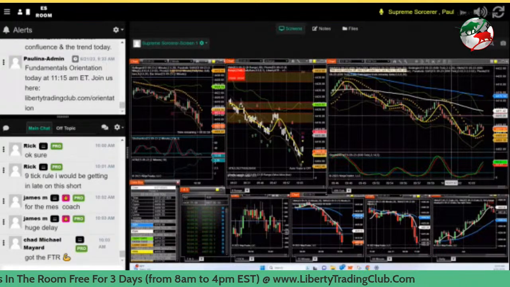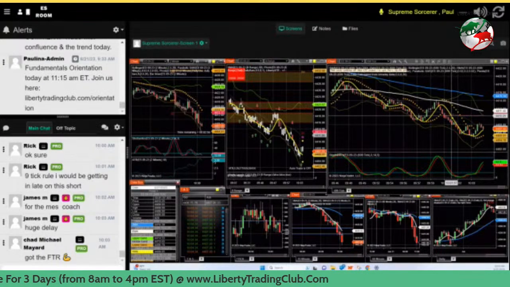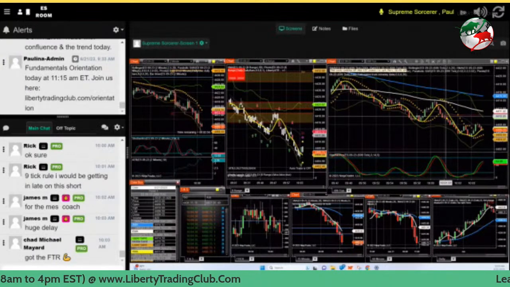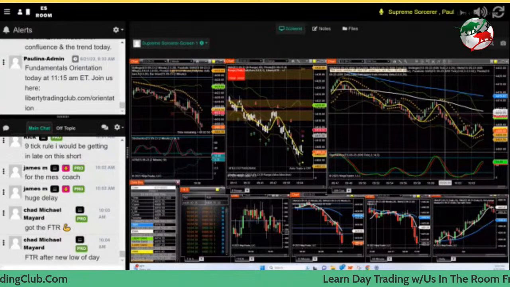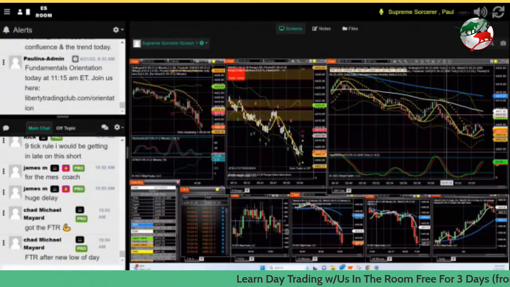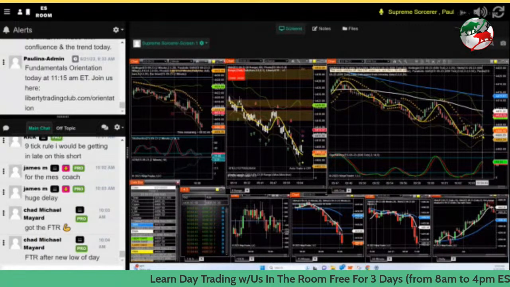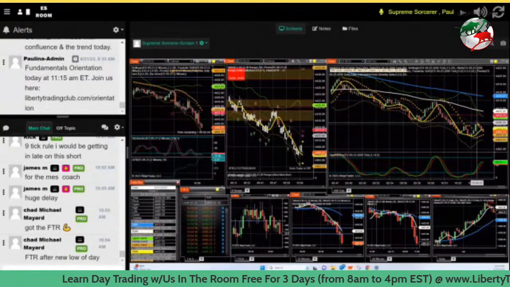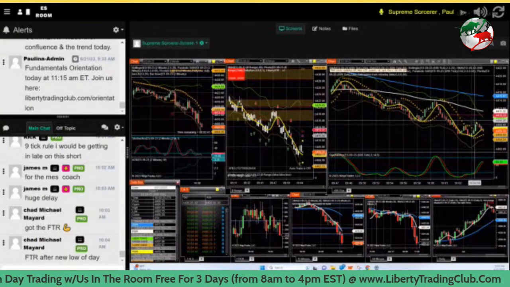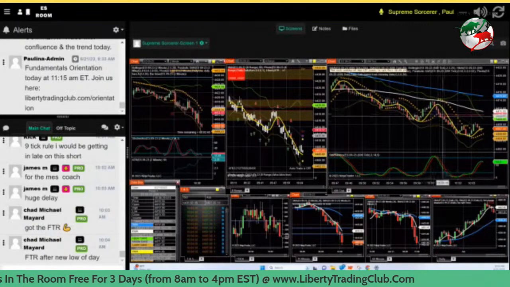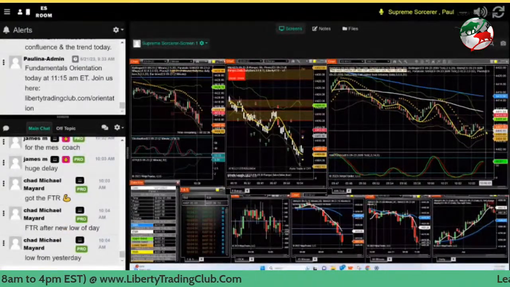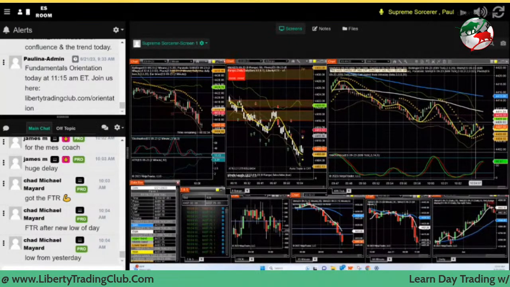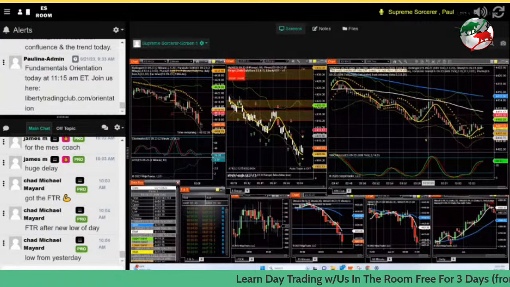Chad, trail that stop down, just slowly move it down a couple ticks at a time, a tick or two at a time. And then when this parabolic gets broken again, or this low gets broken, you're going to use this as a stop. So a tick or two each bar that forms until you get stopped out or it breaks down past the low here.